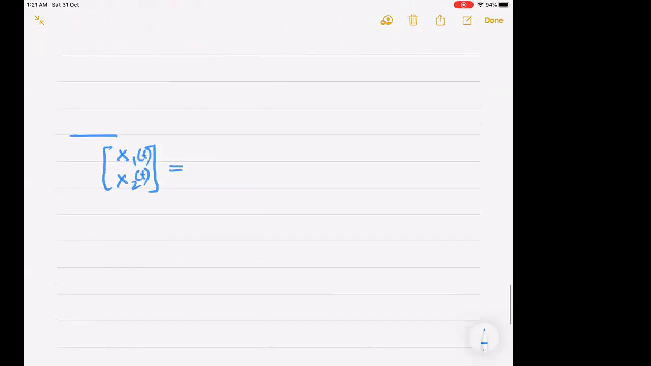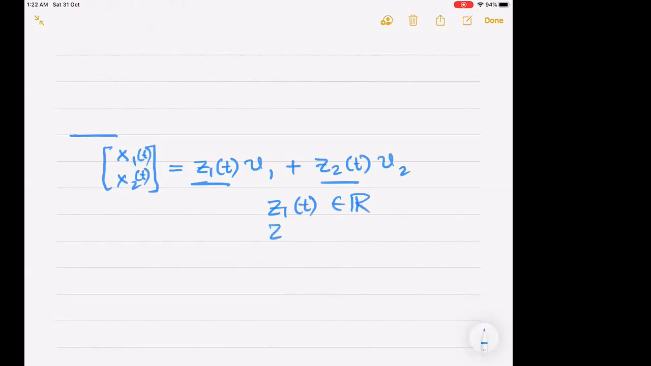So I can write this as some unknown variable z1(t) times v1 plus another unknown variable z2(t) times v2. These are the coefficients, yeah. z1(t) is a real number, it's a real coefficient. z2(t) is also another coefficient. So the fact that any vector in R2 can be written as a unique linear combination of v1, v2 tells me that I can find such z1(t) and z2(t). Yeah, is that all right?